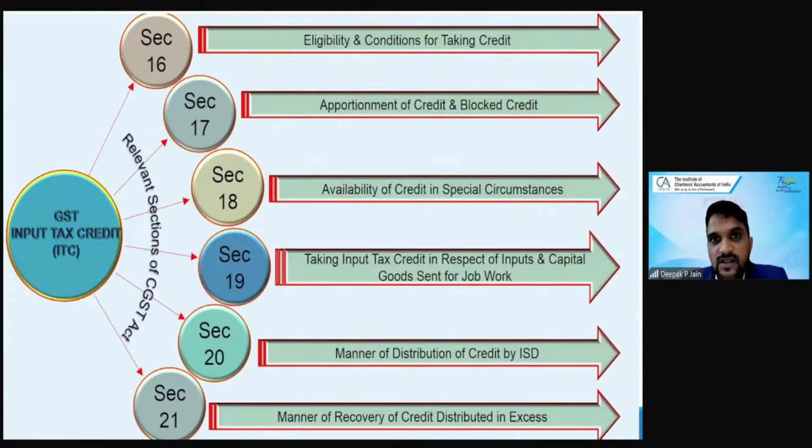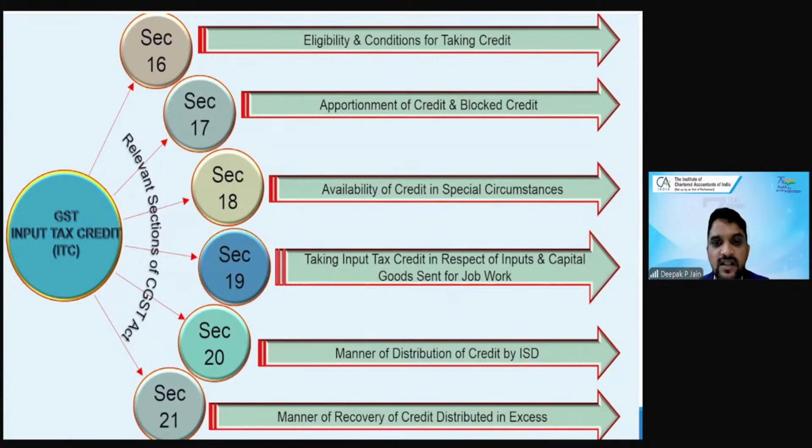Now we'll get into the provisions. The important provision for claiming input tax credit is section 16. Section 16 speaks on the eligibility and conditions to claim the credit. Once you are eligible and you're claiming the credit, then there is a restriction which comes under section 17, which speaks about apportionment of credit. And it also talks about the very important section 17(5) about the blocked credit. First credit is given to you. Then the credit is curtailed, saying that these are to be apportioned and these are the credit which is blocked. Then comes section 18, which says what credit is available in special circumstances.